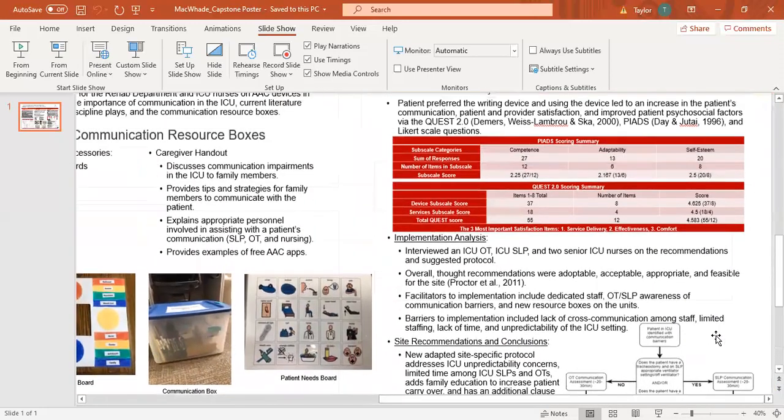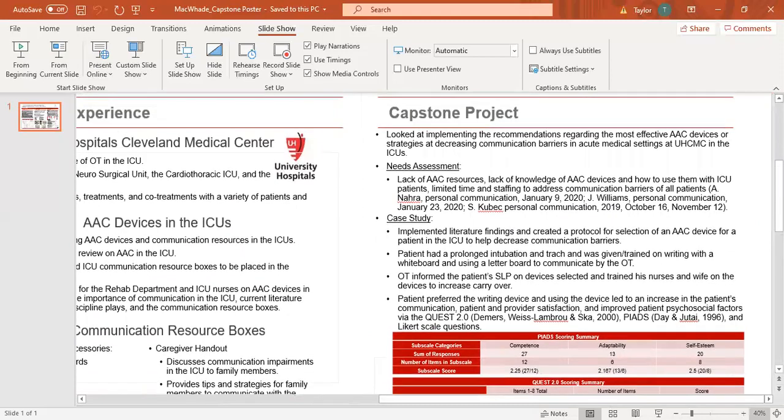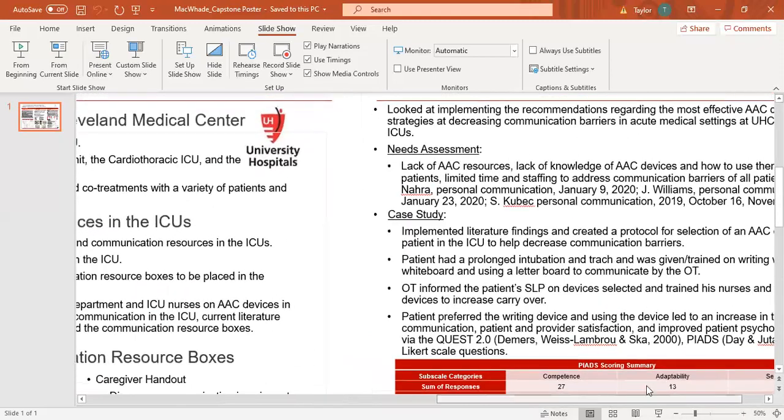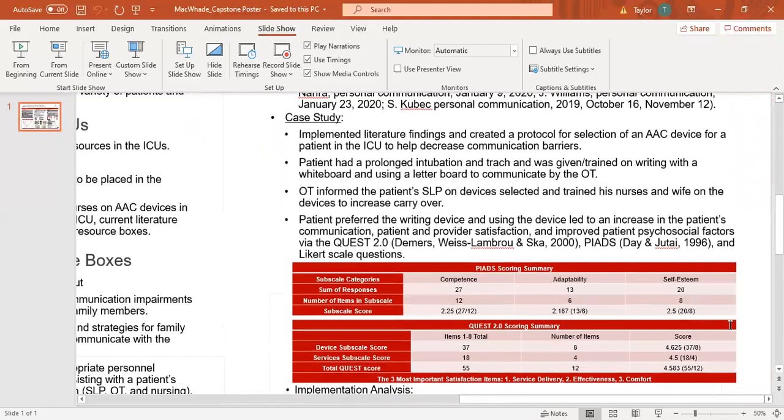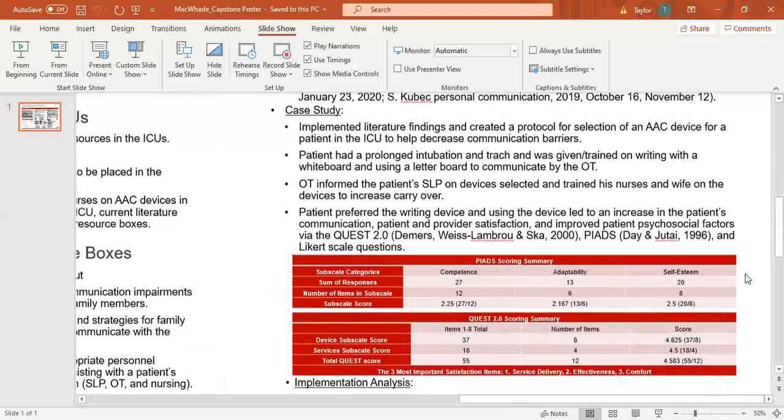So to integrate the findings from the literature on site, a case study was conducted following a needs assessment using a protocol that was based on the recommendations and through discussions with speech and OT. The patient in the case study was trached and in the ICU following surgical complications. The protocol required modification, leading to an OT-only assessment for communication, and then they selected a letterboard and a writing device to meet his needs.